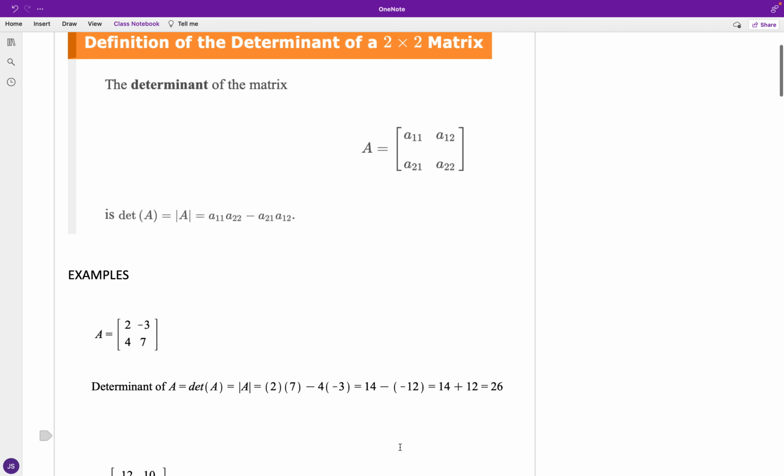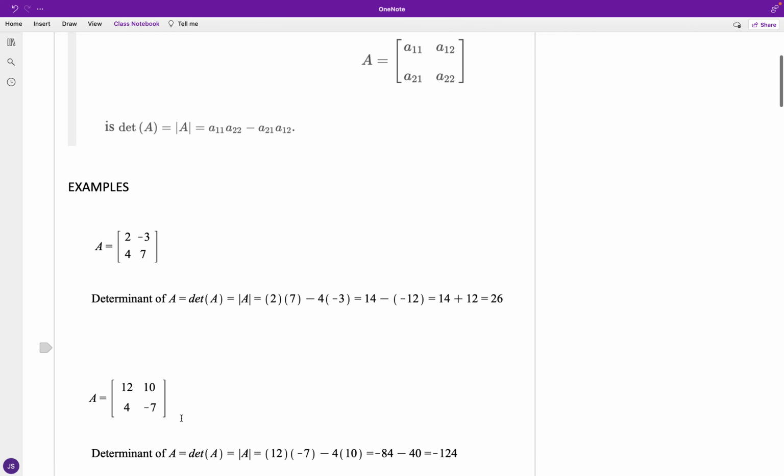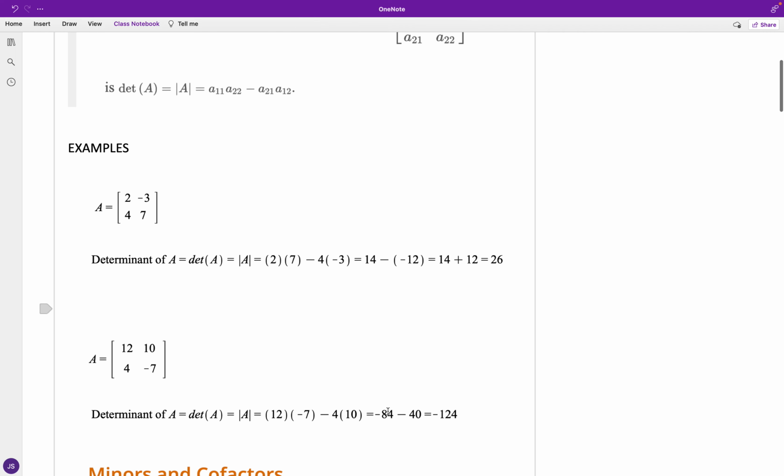And if I take another 2 by 2 matrix, say if I have the top row with 12 and 10, and the bottom row with 4 and -7, and looking at the diagonals, I have 12 and -7, and the product is going to be -84. The other diagonal, we have 4 times 10, which is 40, and that is going to be deducted. And here we have -84 minus 40 comes out to -124.